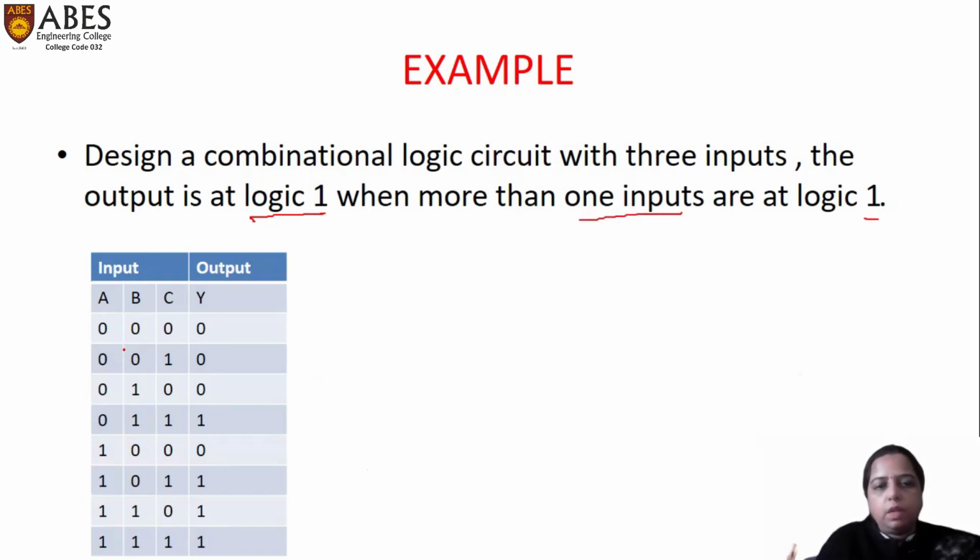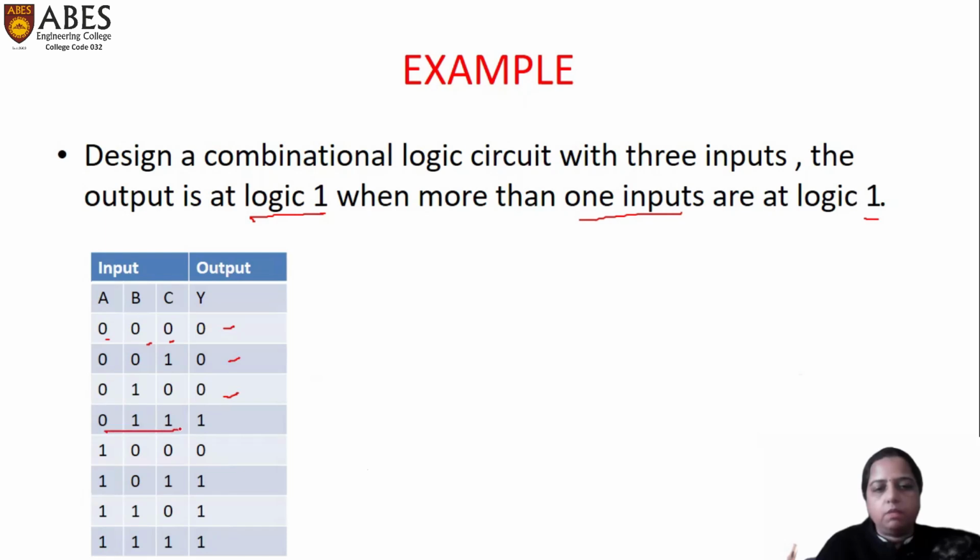Whenever more than one input is 1, for example, if we see the first case, it was 0, 0, 0. Since there is no 1, the output is 0. Second case, 0, 0, 1. Here we have only one input as 1. Therefore, the output is again 0. For 0, 1, 0, only one input is 1, so again the output is 0. Then 0, 1, 1.